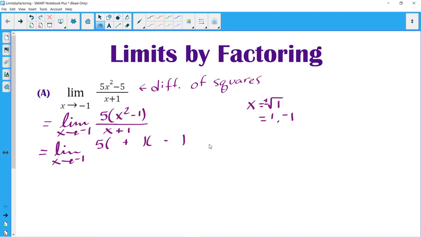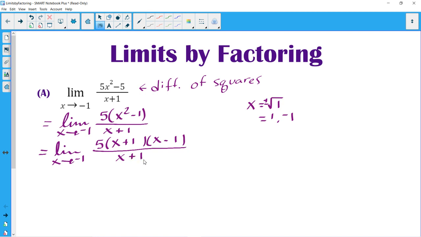So when we write our actual bracket, we need to make sure we include both of those solutions. So the solutions are x plus 1 and x minus 1. That takes both solutions into account of our difference of squares. And then on the bottom, we rewrite the x plus 1.